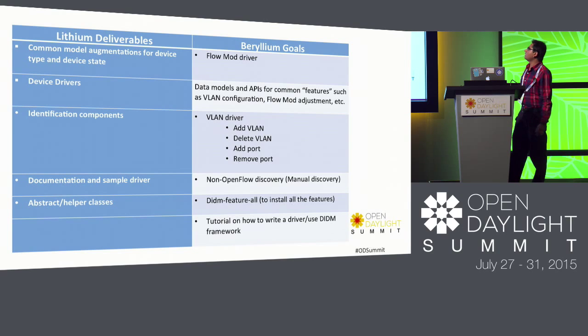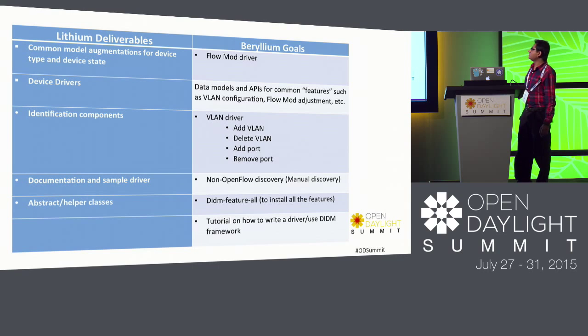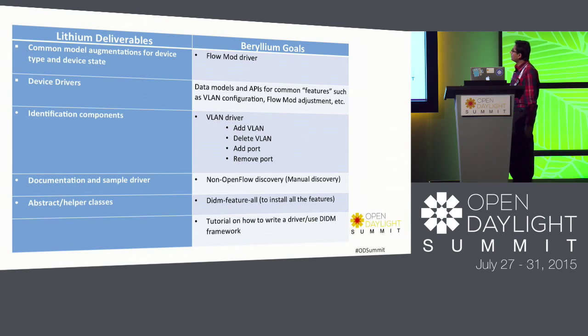In the VLAN driver, you add VLAN, delete VLAN, add port, and remove port from a specific VLAN. And then another thing is to merge the manual discovery code with the DIDM code in the same project. Just add a feature to install all the DIDM features at the same time, and a tutorial. We also have a Mininet driver as an example, if you want to look at the code and how to write your own driver.